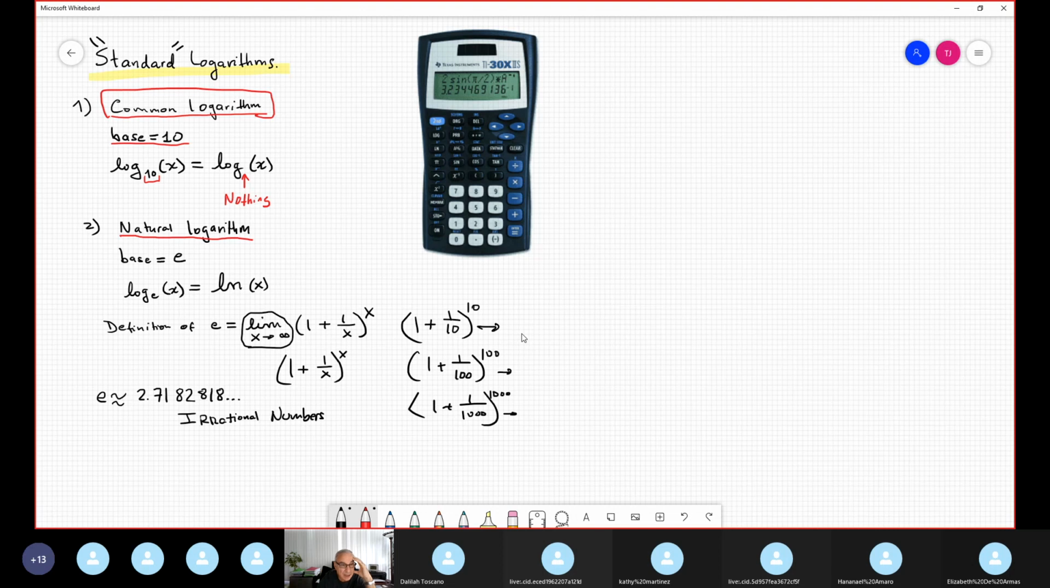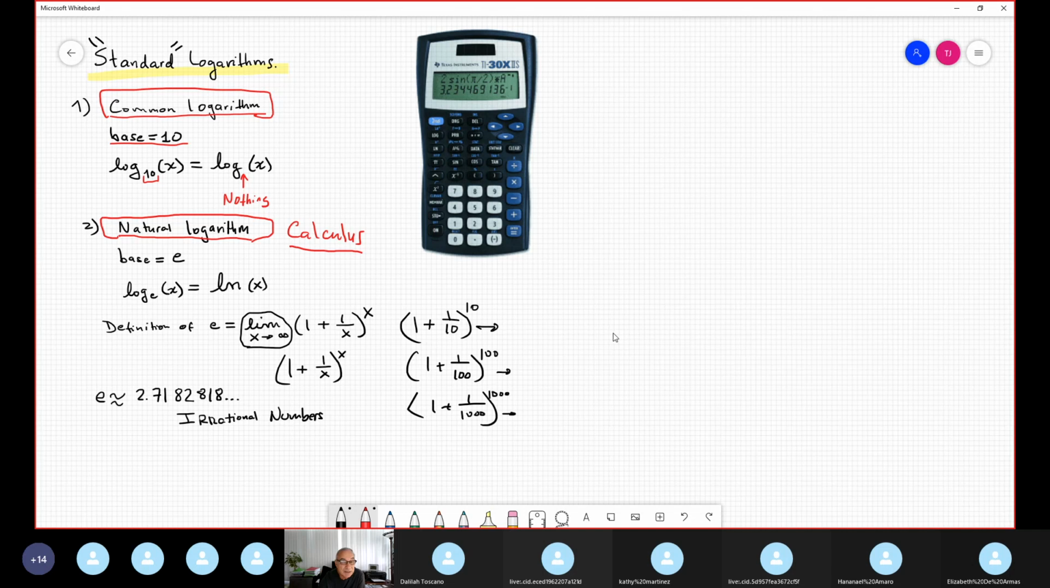Okay? However, in calculus, the student will need to use natural. Maybe you don't understand very well what the differences are now, but I guarantee you that in calculus it's a very big advantage to use natural, for some reason that you cannot understand now. It's beyond the scope of the course. Okay? This is the idea for the standard logarithms. Then how are we using this in real life? When are we using the standard logarithm?